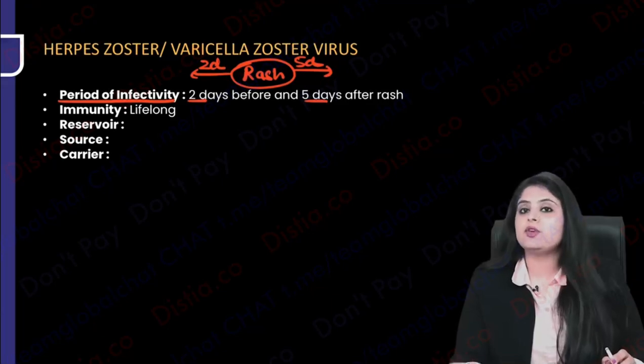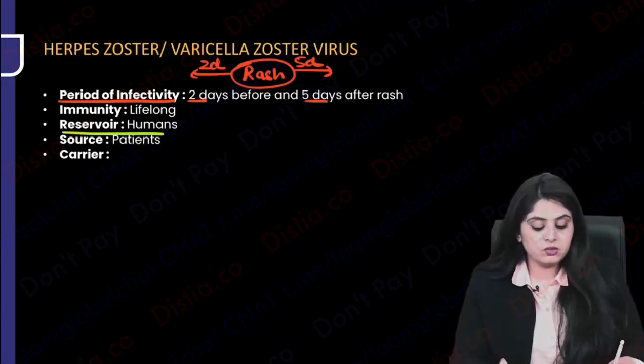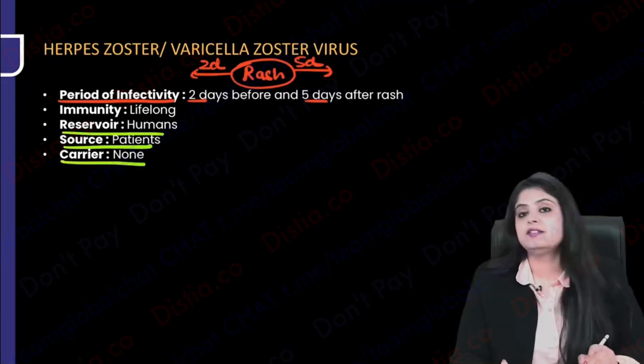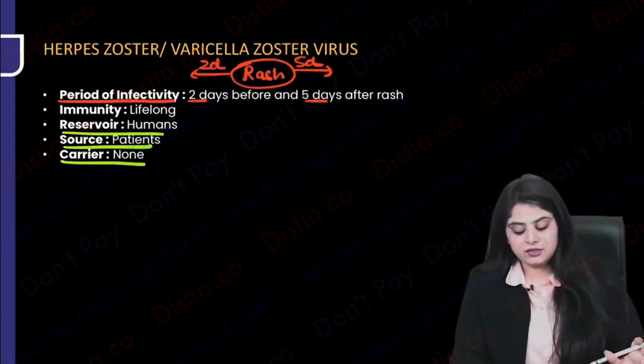And who is the reservoir? We are only the reservoir, we are only the patient, sab kuch hum hai. We are only the reservoirs, we are only the source of infection. And is there any carrier state? No, carrier state is not known. So hum hi reservoir, hum hi patient, we are only the source, and there is no carrier state.